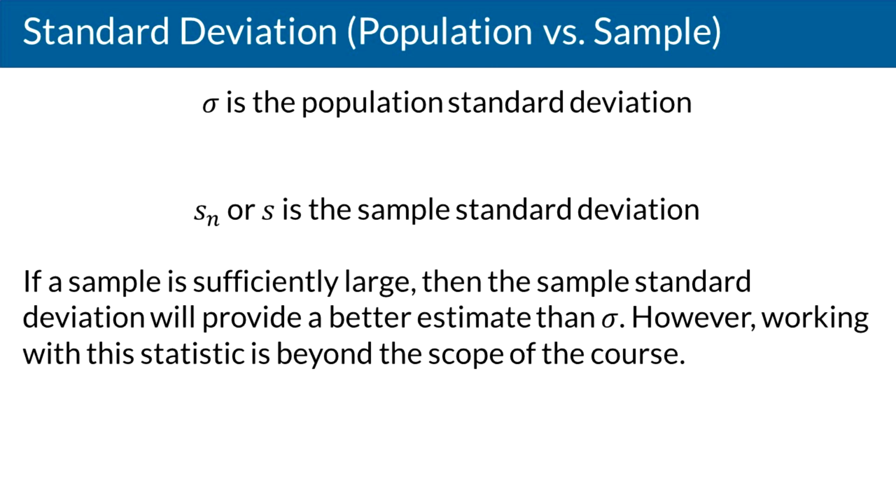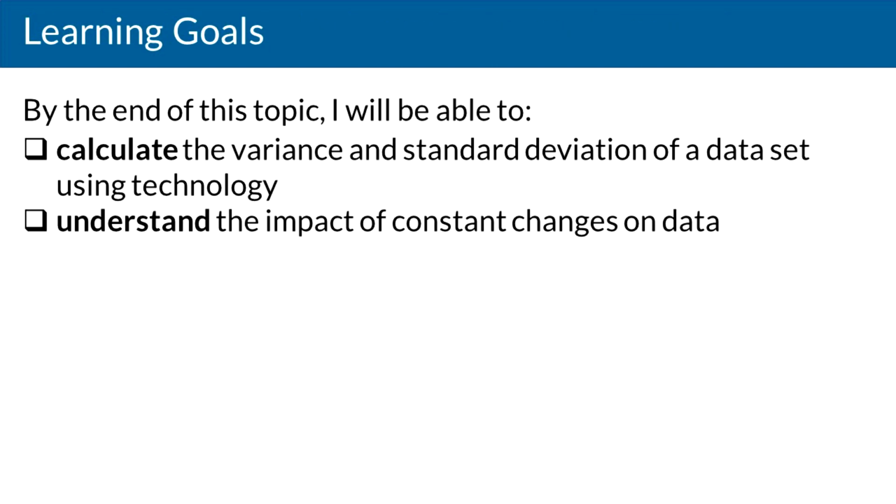To tackle our second learning goal for this lesson, you're actually going to be completing an investigation from your textbook. This will allow you to explore the impact of constant changes on a data set to determine how those changes will impact your measures of central tendency and measures of spread. Otherwise, standard deviation and variance round out our toolkit for one variable statistics that we'll be learning in this unit.